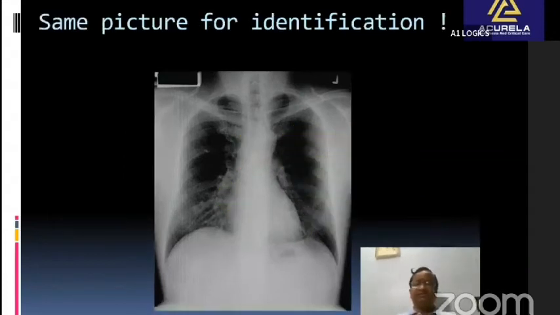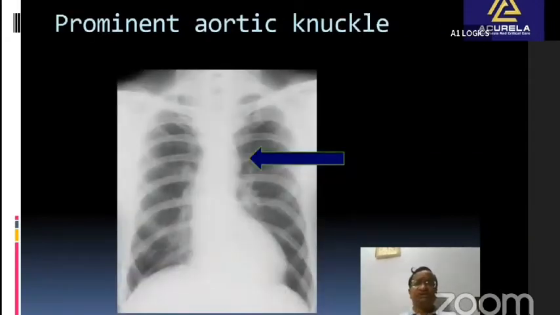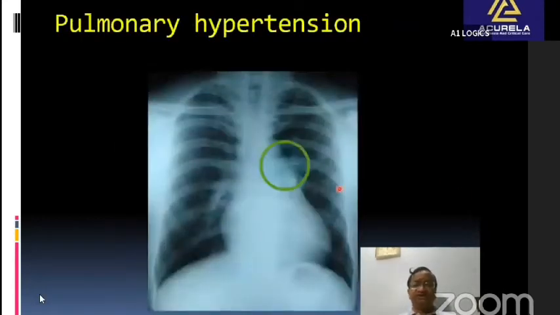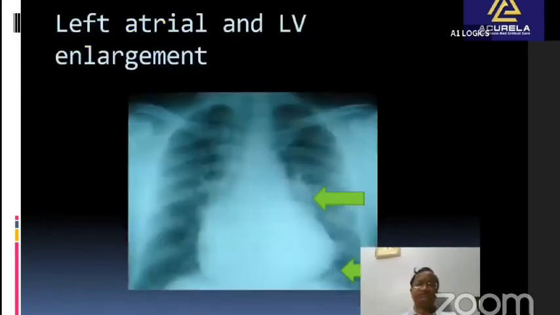But many times, if you get the same picture for identification, there is a prominent aortic knuckle. You can see here, this is the left atrium, this bay is not coming. Now we can see the left atrial bulge. Now this is some sort of pulmonary hypertension. There is a left atrial enlargement and there is also a left ventricular enlargement.